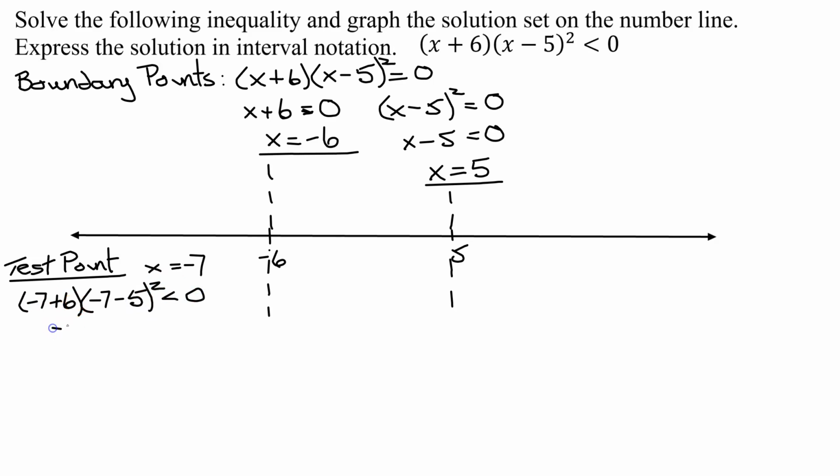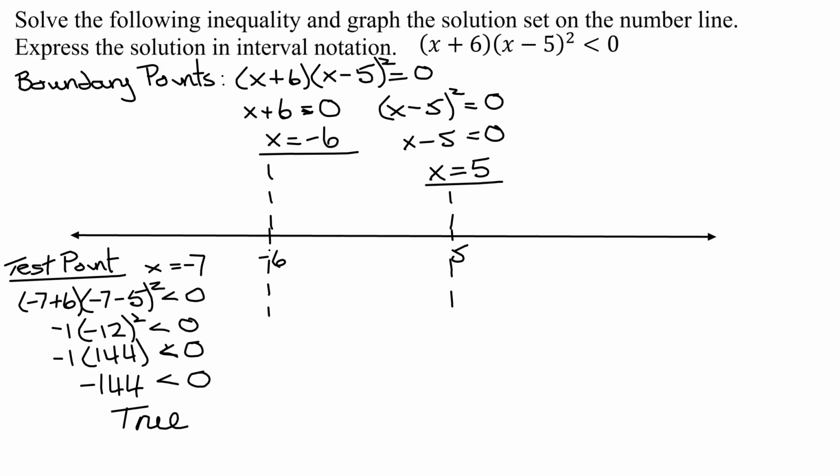Negative 7 plus 6 is negative 1 times negative 7 minus 5 is negative 12 all squared. So I have negative 1 times negative 12 all squared, which is 144. And negative 1 times 144 is negative 144. Is that less than 0? That is definitely a true statement. So this whole region is going to be part of my solution set. I know I want that region.